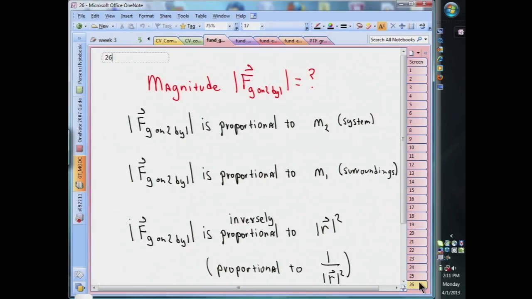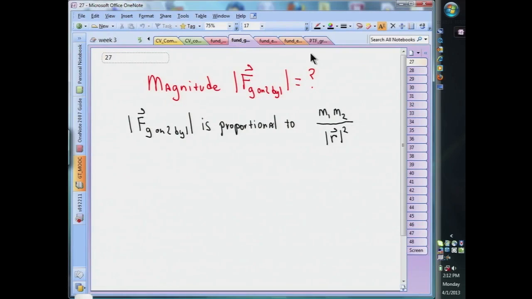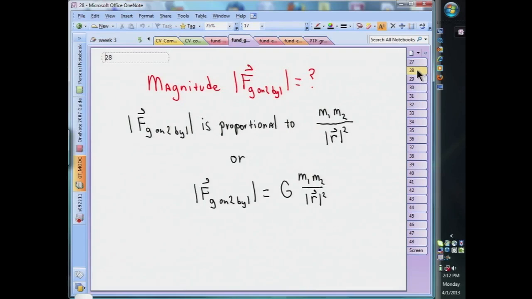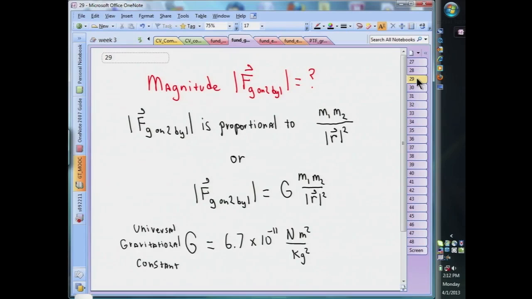Now, we can combine all this together into a statement which says the magnitude of the force is proportional to the product of the masses divided by the square of the distance between the masses. The words "is proportional to" means there is some constant we'll call big G, such that the magnitude of the force is equal to G times the product of the masses divided by the square of the distance. G is called the universal gravitational constant. Universal because it's generally believed to apply to any pair of interacting masses. Big G has the value shown in the SI system of units.